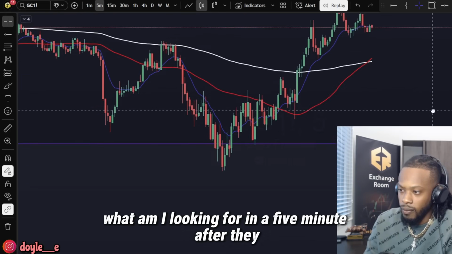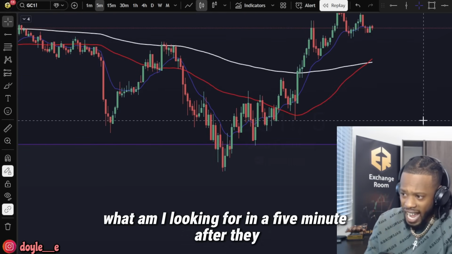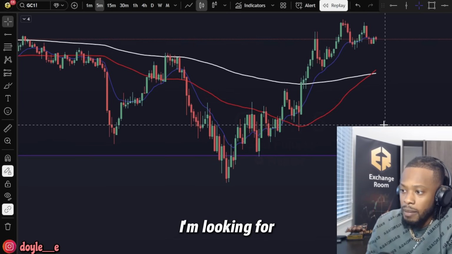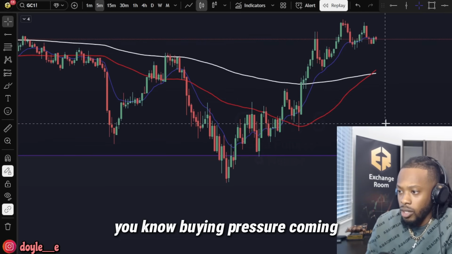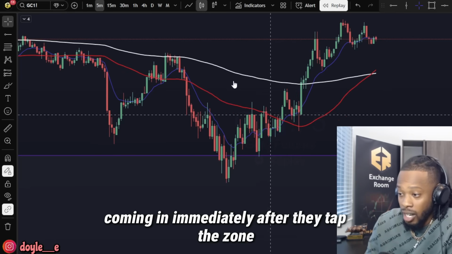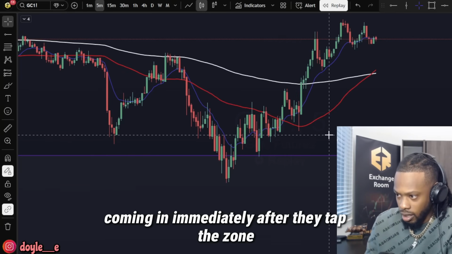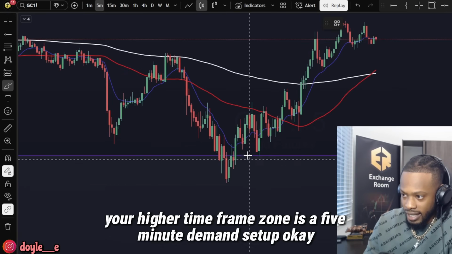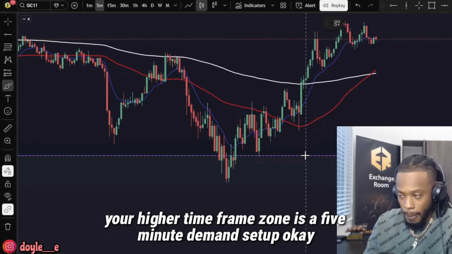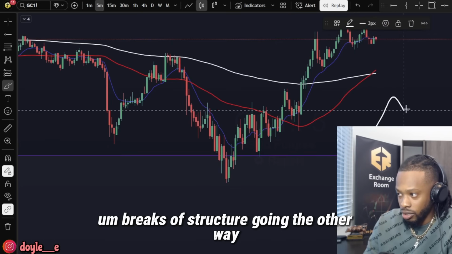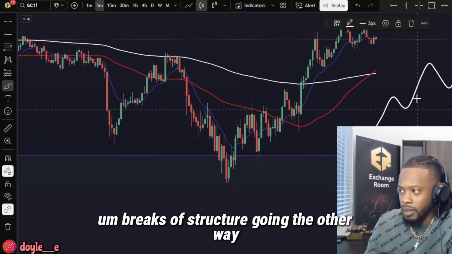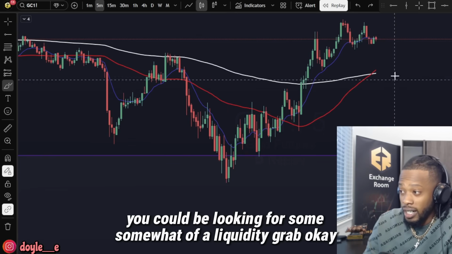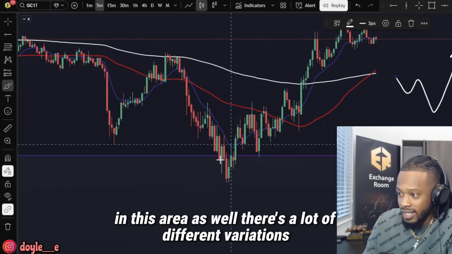Now, what am I looking for on the 5-minute after they tap this 4-hour demand zone? I'm looking for buying pressure coming in immediately after they tap the zone. So what you want to look for after they tap your higher time frame zone is a 5-minute demand setup, okay? Breaks of structure going the other way, or you could be looking for somewhat of a liquidity grab in this area as well.